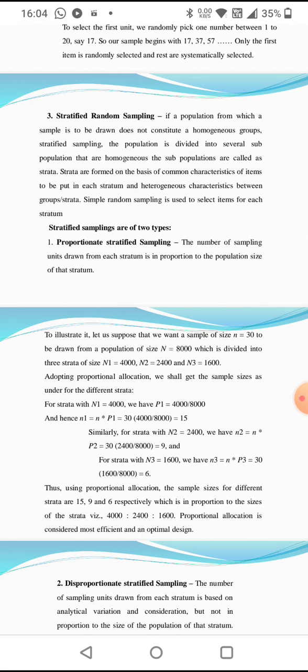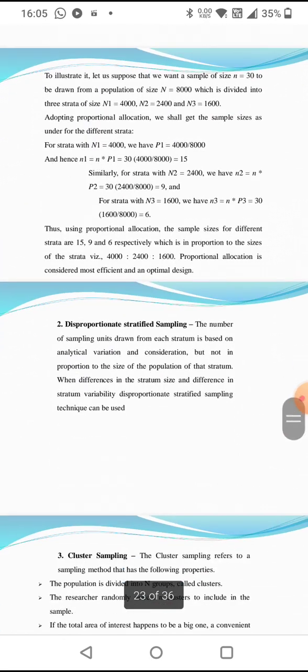The following questions are also relevant to the context of stratified sampling: how to form the strata, how should items be selected from each stratum, how many items should be selected from each stratum, or how to allocate the sample size of each stratum. For example, strata can be formed on the basis of common characteristics of the items to be put in each stratum.